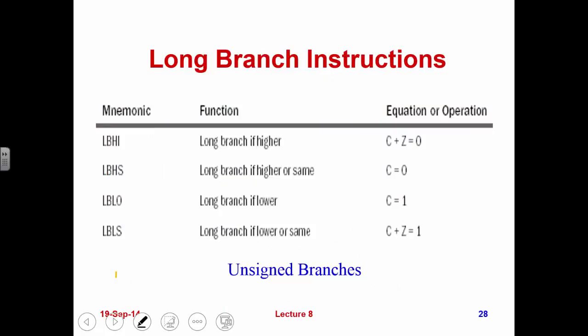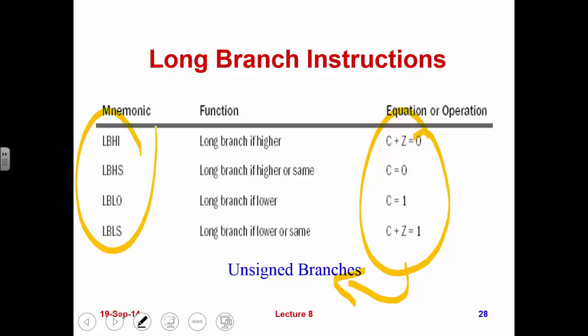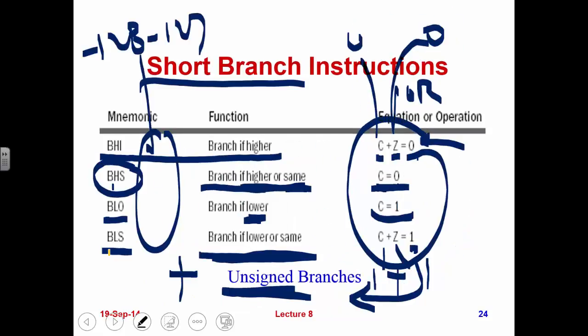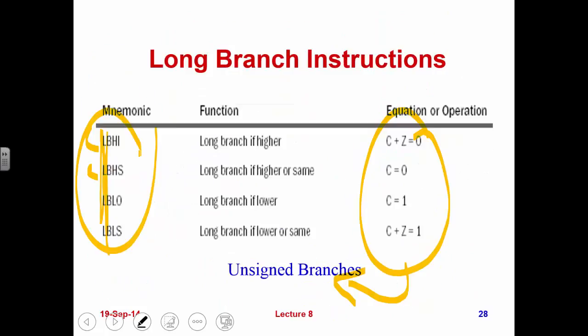Then we have the unsigned branches. These come from operations between unsigned numbers. It's the same as the one before, and we add an L ahead of it. This is where the L comes from: long branch unsigned. We have 4 here, same idea. This condition is also given in the book, in the second column.